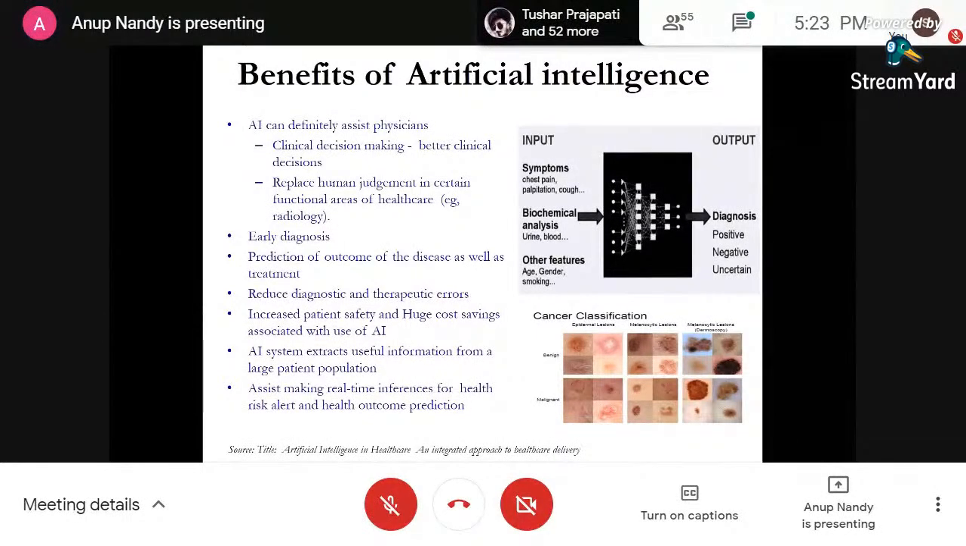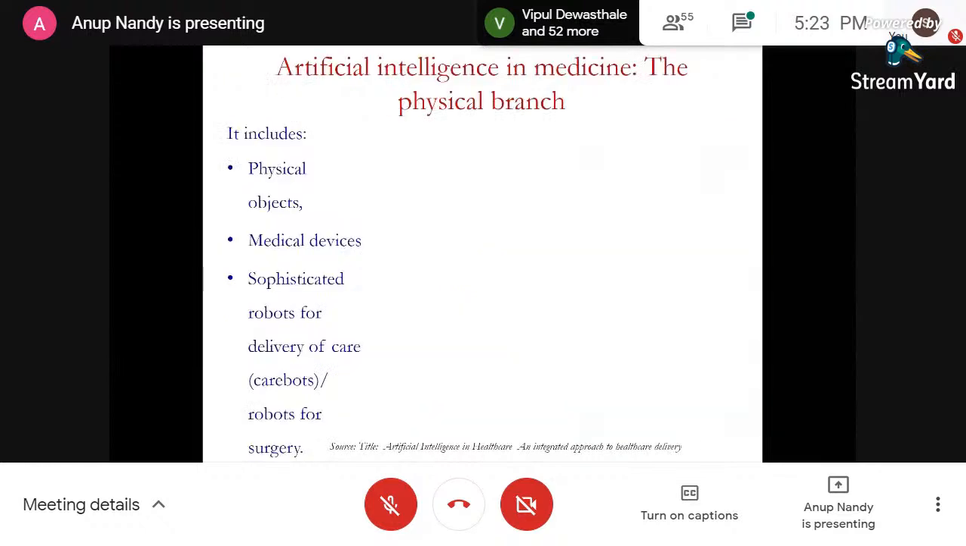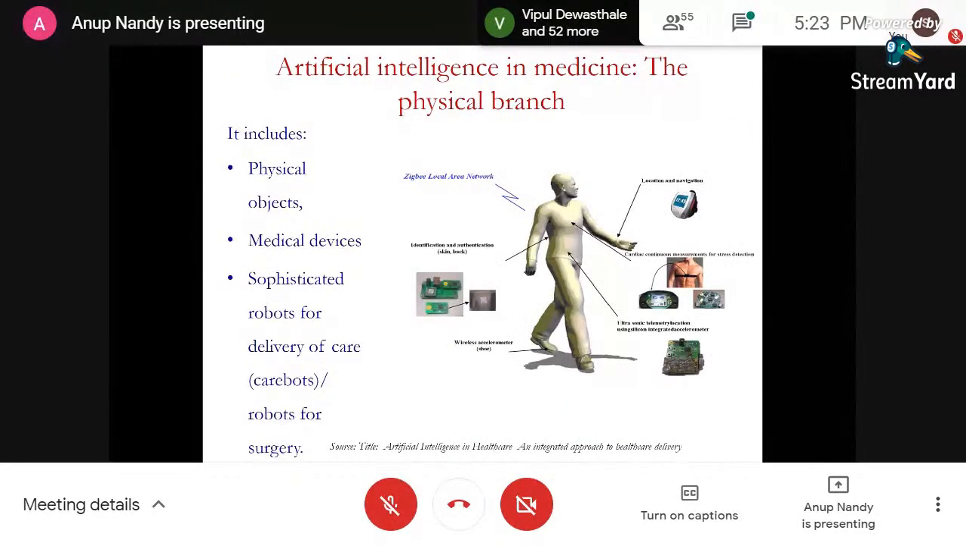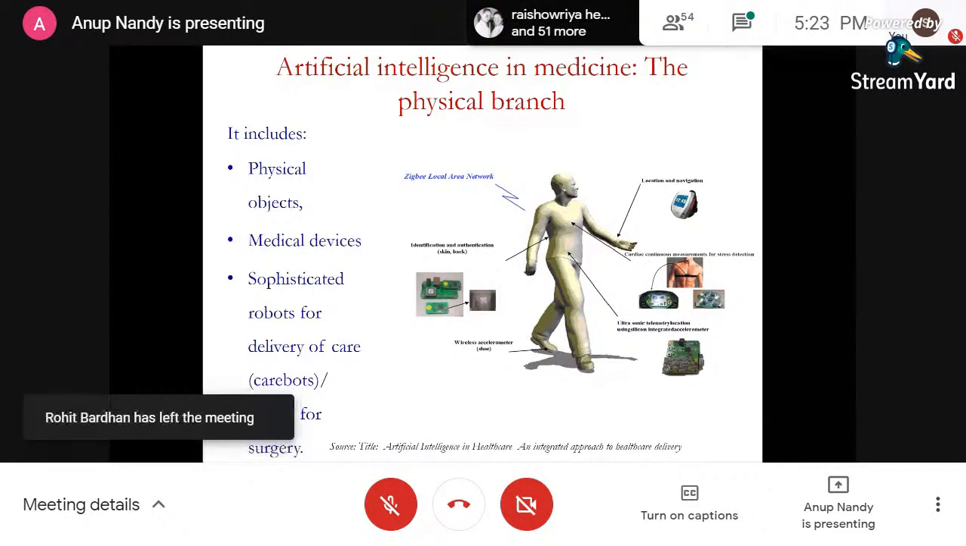So these are the specific benefits that people are looking for. Next is called the physical branch. In the physical branch also, it is a very important thing that people can use AI techniques in medicine, like in physical objects. Now there are different medical devices, as you can see, such as ZigBee local area networks, or you can see the body-worn network or body-worn sensor network.